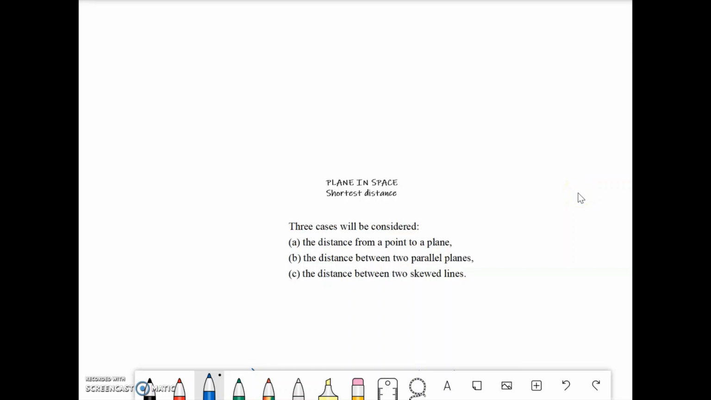Now we are in the last topic for plane in space, which is how to find the shortest distance, where there are three cases that will be considered. The first one is to obtain the distance from a point to a plane. Let's say we have a point and a plane, and we want to find the shortest distance from this point, let's say P, to this plane, pi.